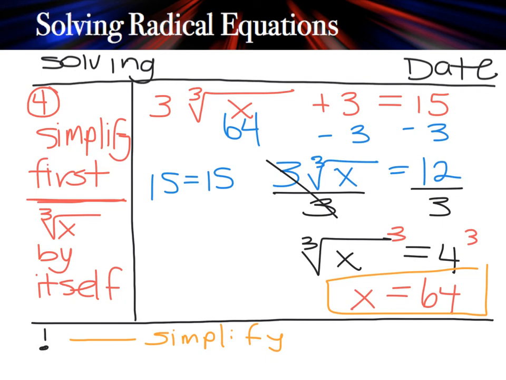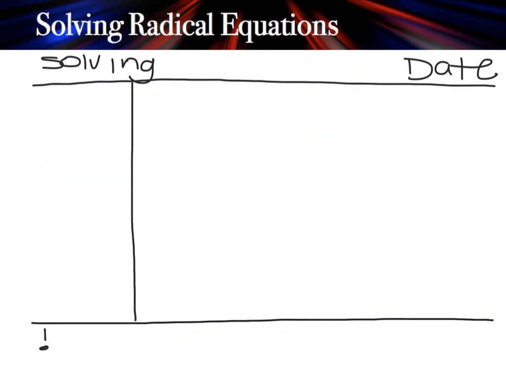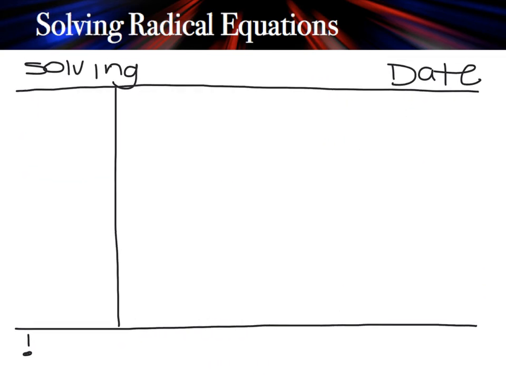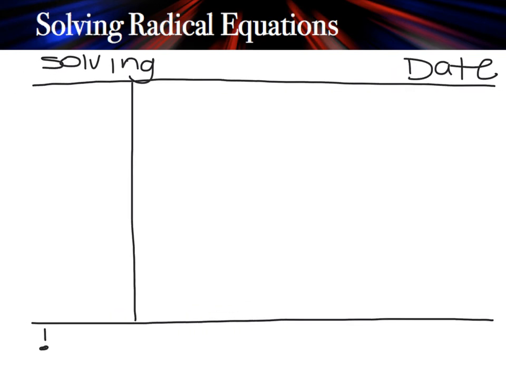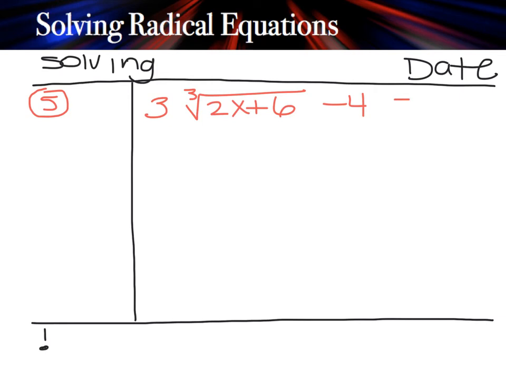All right, let's try another one. Number 5 is going to be just like number 4. So I want you to stop the video and see if you can do number 5. So we have 3 cube root of 2x plus 6 minus 4 equals 14. Okay, stop now and then try this problem.